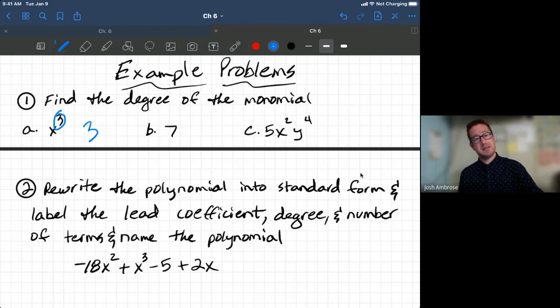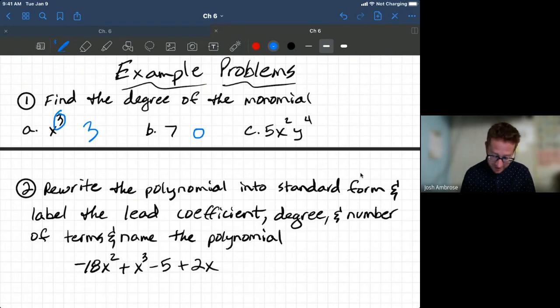So that leads us in to letter B. I don't see any exponent. All I see is just the number 7. So your degree for B is 0 because there's no variables for me to look at. And if there's no variables, there's no exponent for me to look at.